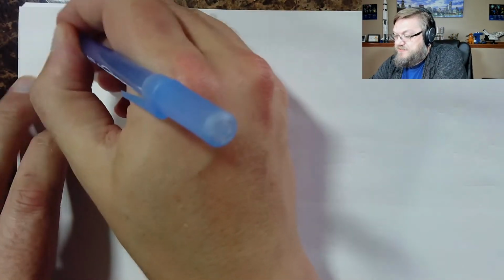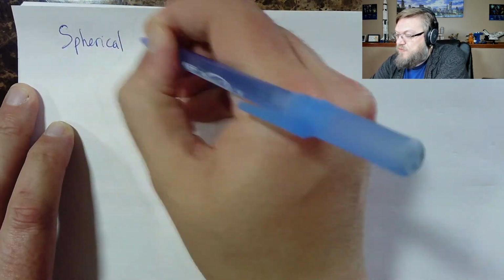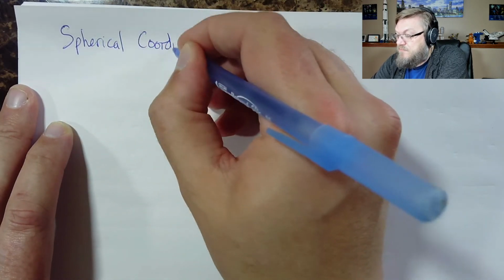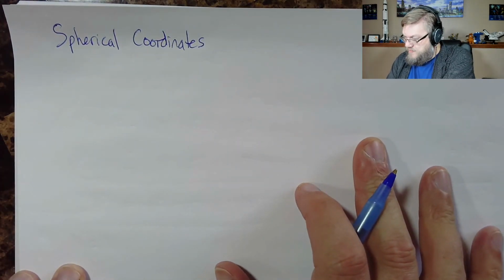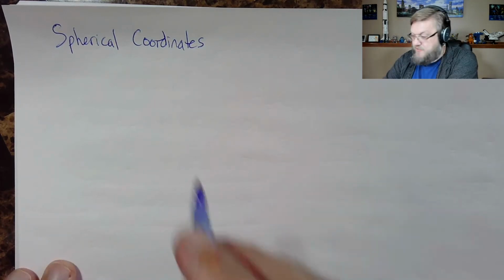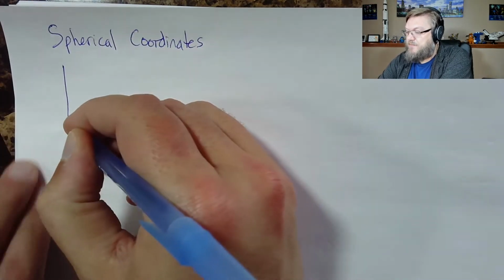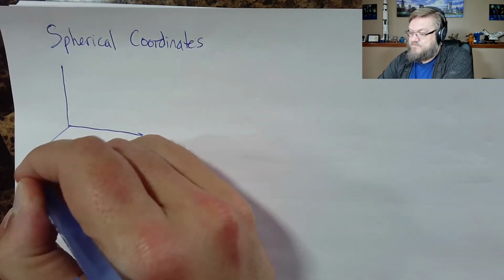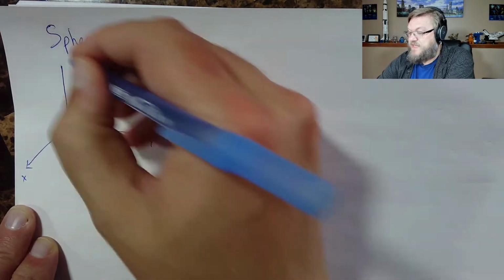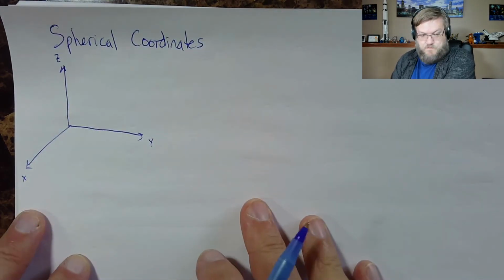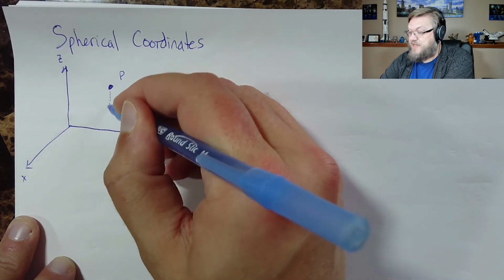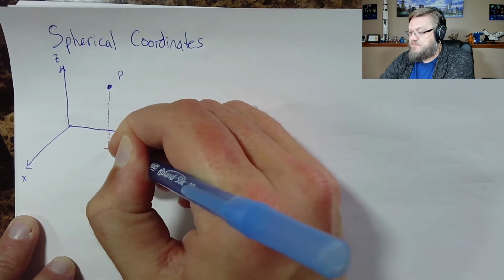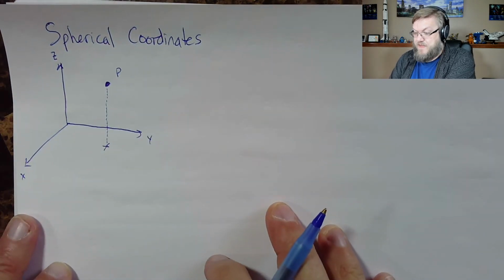And so let's go ahead and draw a picture of how this is going to look. So spherical coordinates. X, Y, Z. All right, let's put point P down. I'm going to drop its shadow again. This time, I'll just put it in the first quadrant, right, like that. Okay, so we have that.